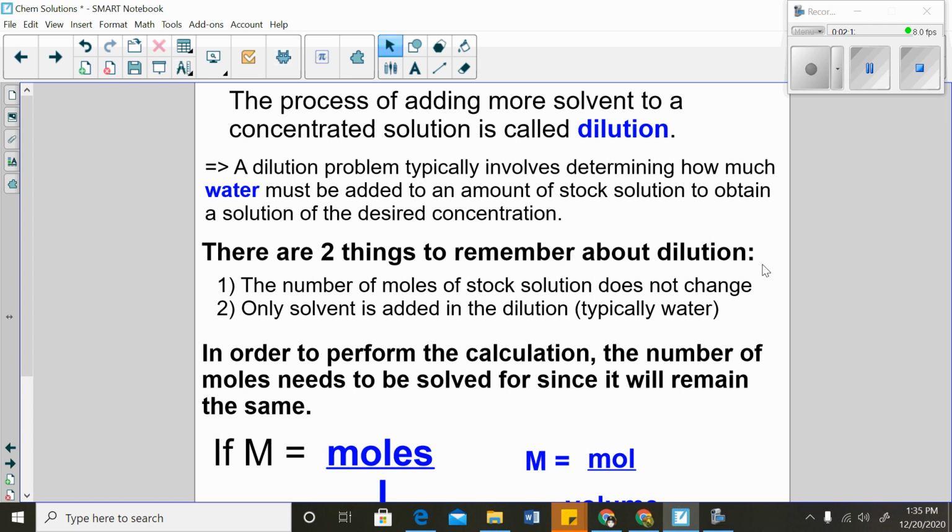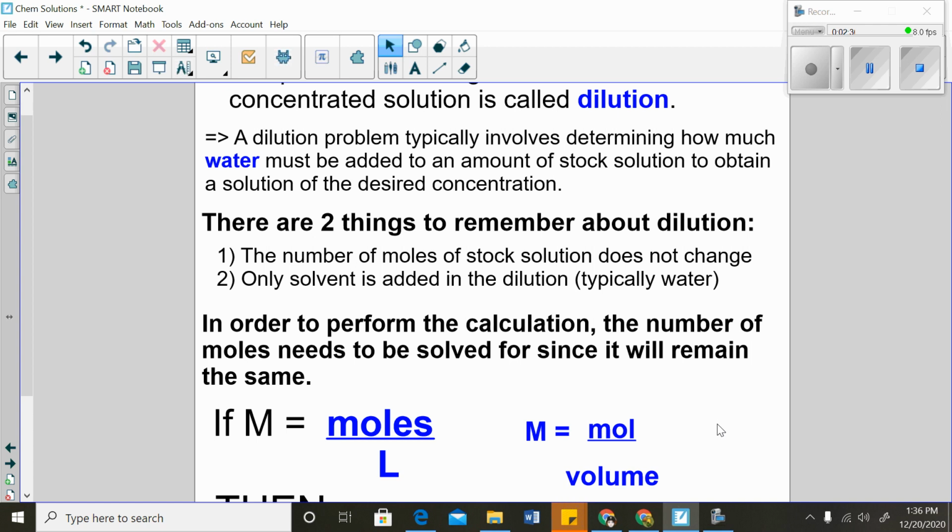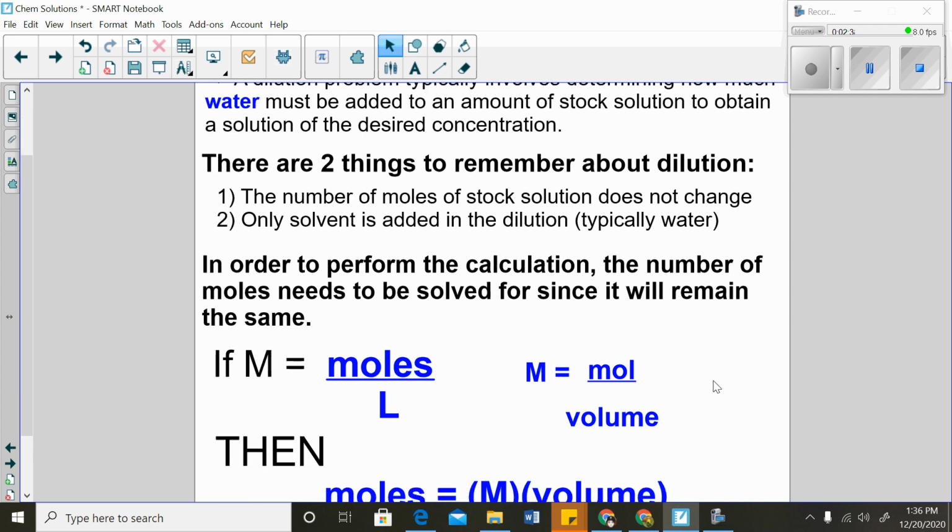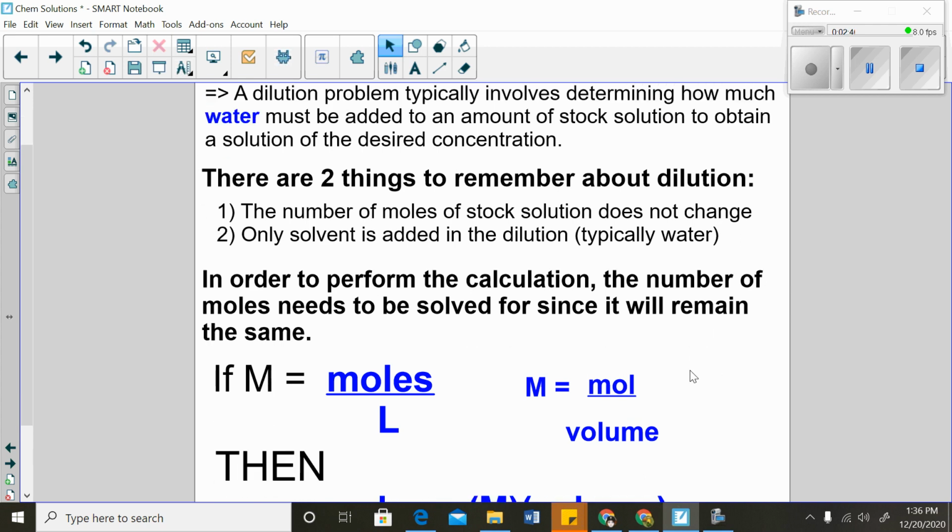Now there are two things to remember about dilution. The number of moles of stock solution does not change, and only solvent is added in the dilution, which is typically water. Let's look at this first part. What does it mean that the number of moles does not change? Well, in order to perform the calculation, the number of moles needs to be solved for since it's going to remain the same. And we're getting this from our molarity equation.